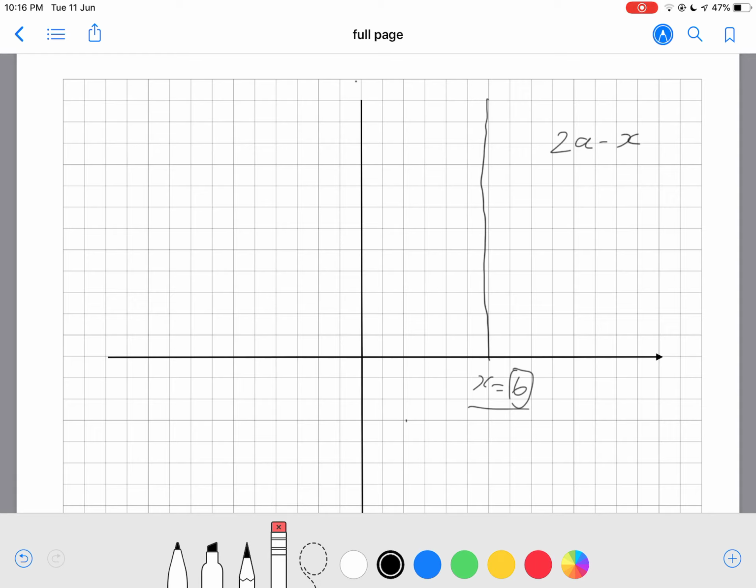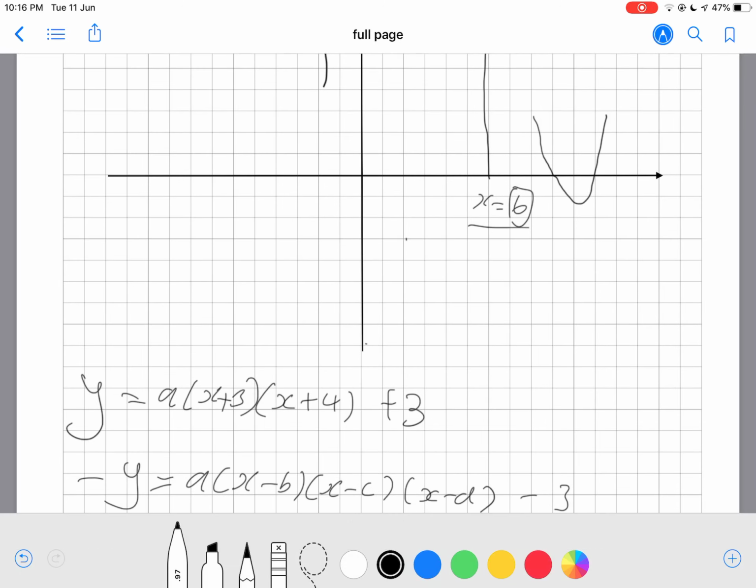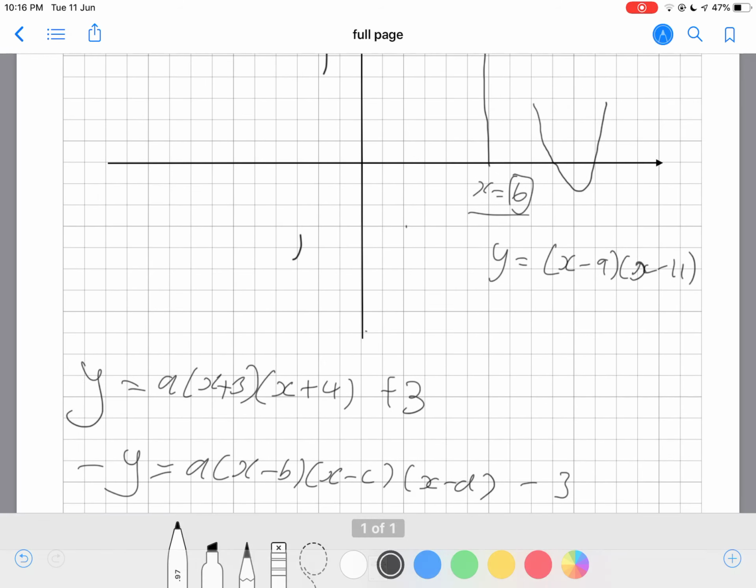If we were to, for example, reflect a parabola, we're going to say, for example, this parabola here, we have 9 and 11. So we have y equals, we're going to assume that the shape a equals 1, so we'll just put that for simplicity, x minus 9, x minus 11. So all you're doing is you're replacing x with 2a minus x, okay? And a equals 6.